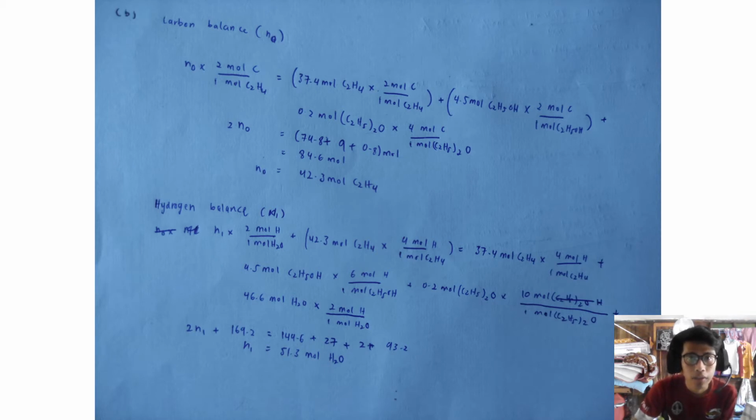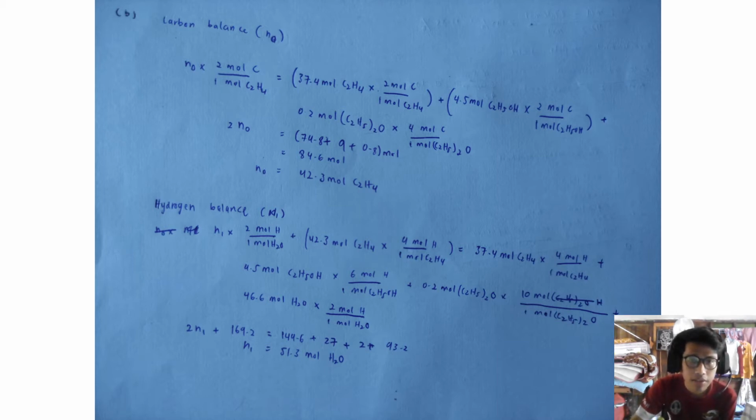For the calculation part, we will use the atomic method. First of all, we will balance the carbon. So N0 times 2 mole of carbon over 1 mole of ethylene will become equivalent to 37.4 mole of ethylene times 2 mole of carbon over 1 mole of ethylene plus 4.5 mole of ethanol times 2 mole of carbon over 1 mole of ethanol plus 0.2 mole of diethyl ether times 4 mole of carbon over 1 mole of diethyl ether. So we will get the number of mole of ethylene is 42.3 mole.